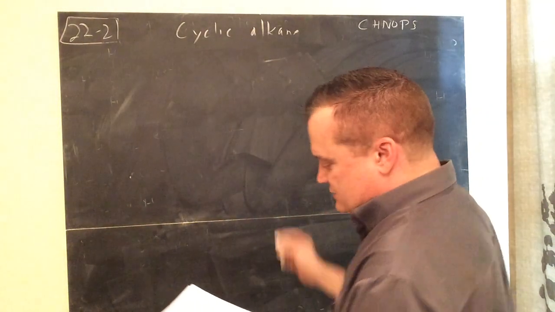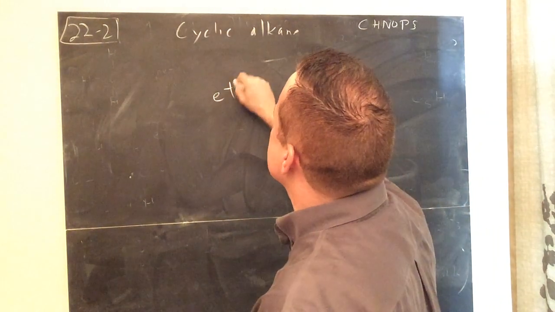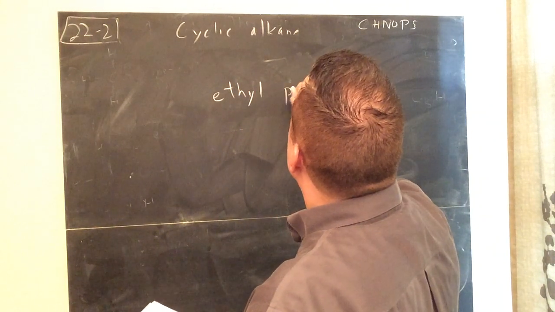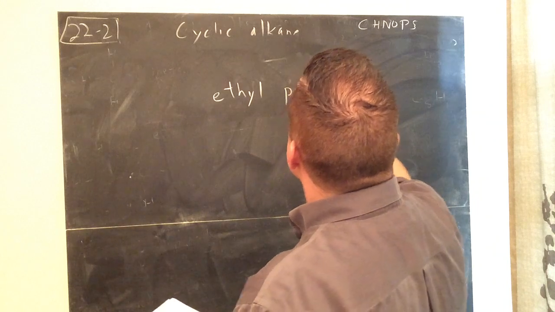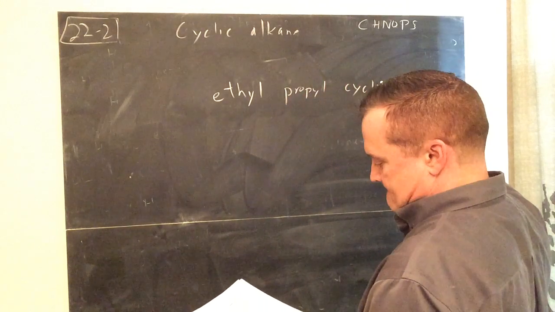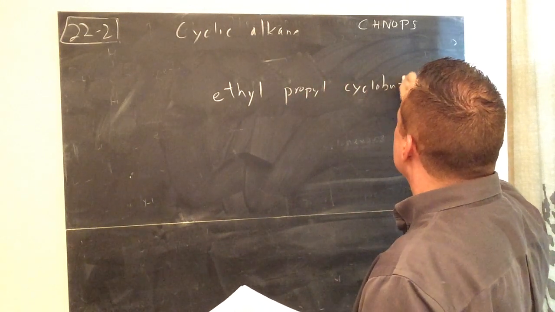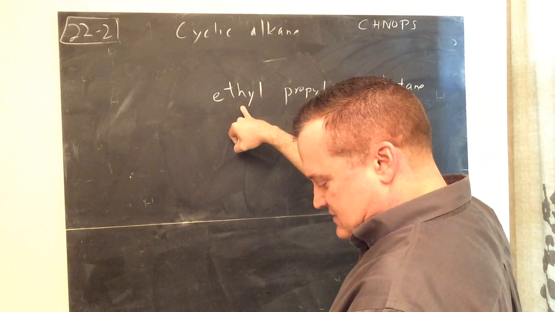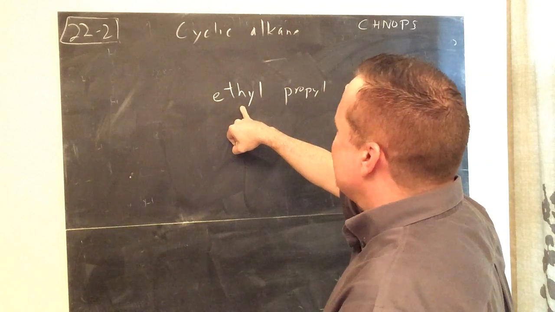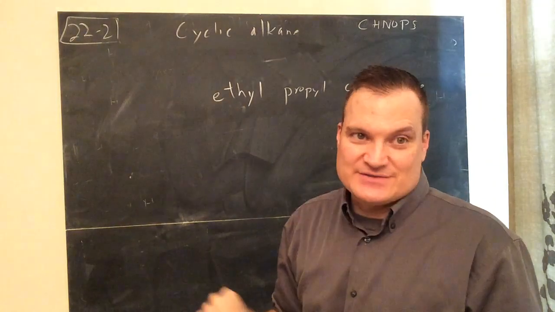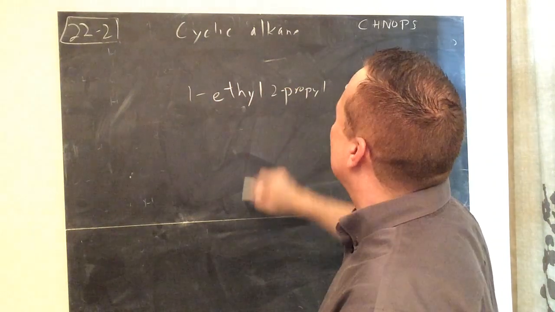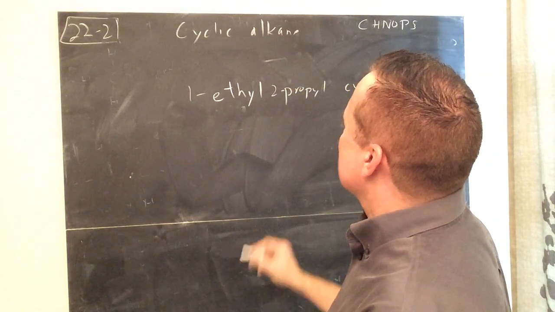All right, so let's draw it. Let's just draw this, and I'll see. Ethyl propyl cyclobutane. So I want to draw it. It says 1 ethyl and 2 propyl. We're going to see if this number is right or not. So the question would be, is this the correct name for this compound? 1 ethyl, 2 propyl. I think the numbers might be flipped backwards, but we'll try and draw it.